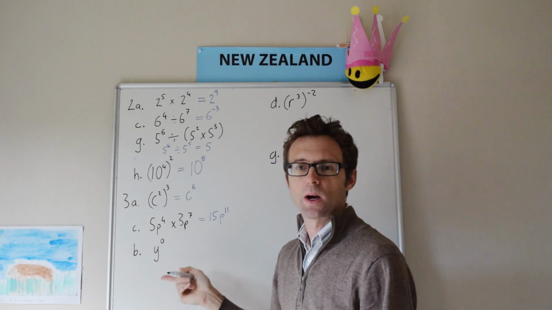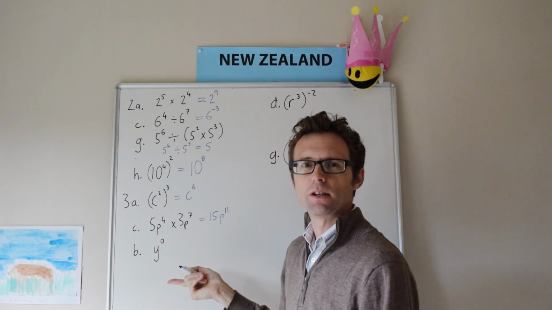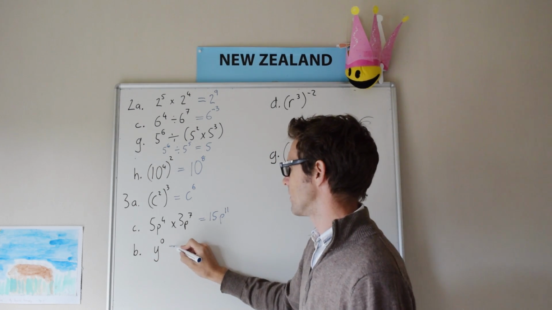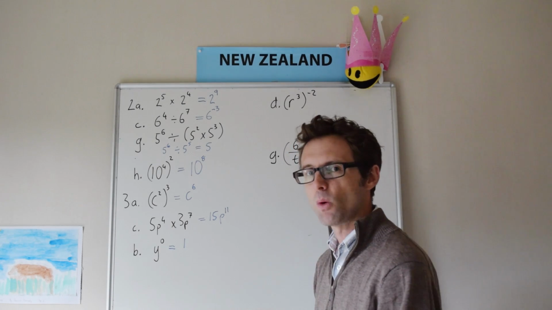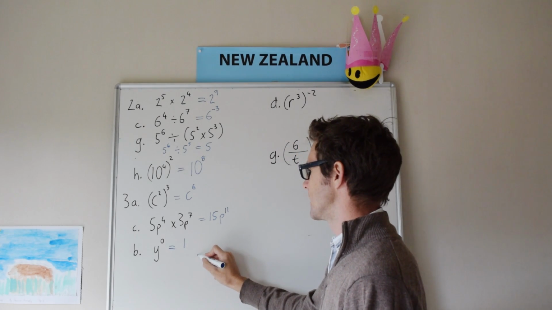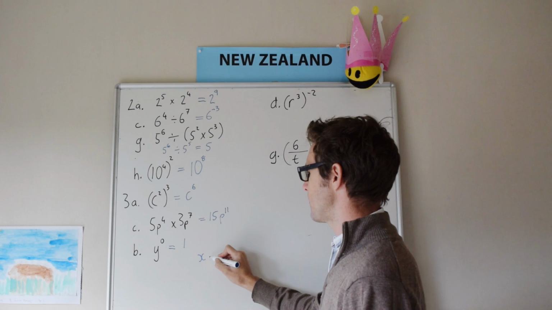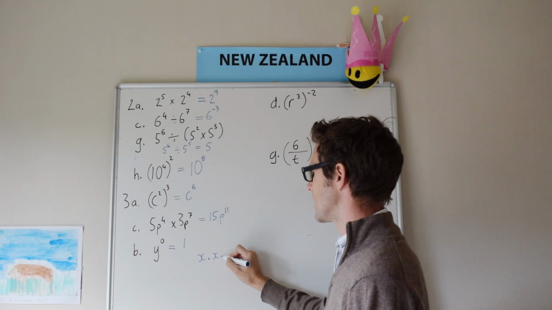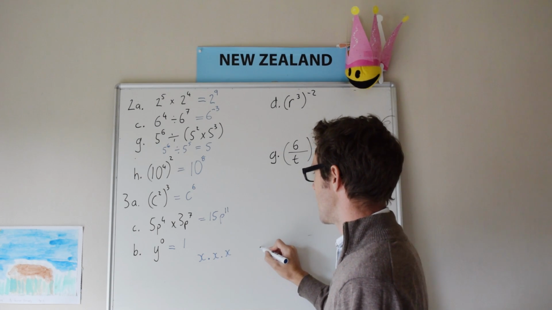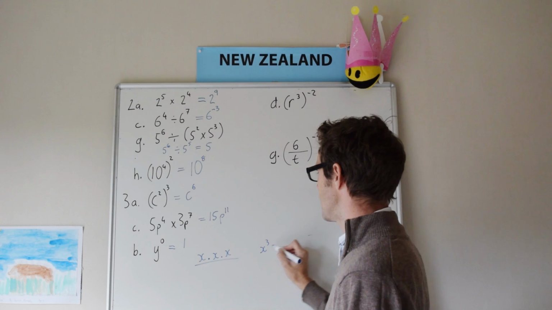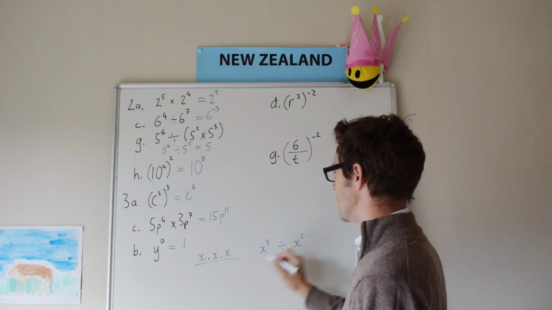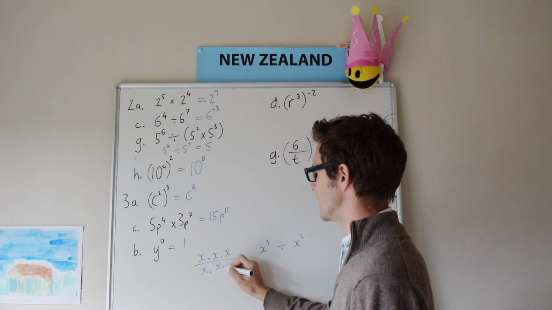Now, I've chucked this one in. y to the power of 0. Well, anything to the power of 0 is equal to 1. And if you can't remember why that is, let's do an example. You know that x to the power of 3 is x times x times x. Let's say we did x to the power of 3 divided by x to the power of 2. Well, that would look like this, wouldn't it?